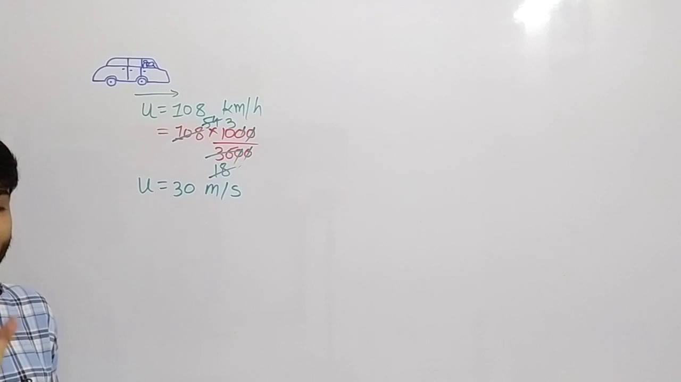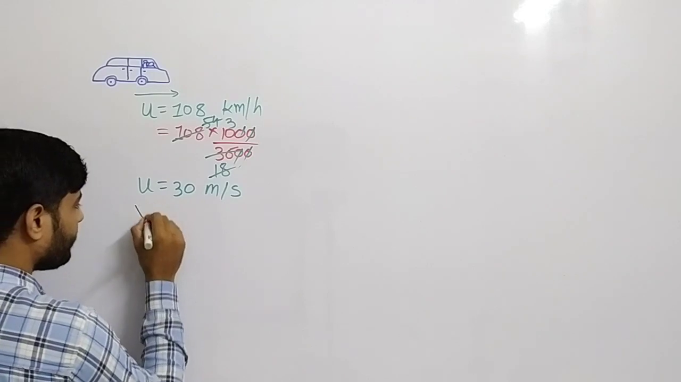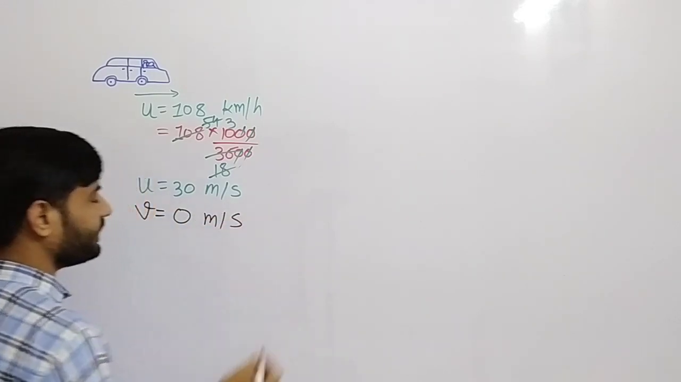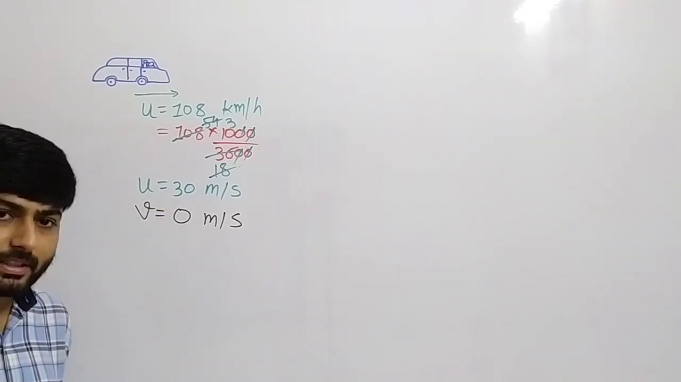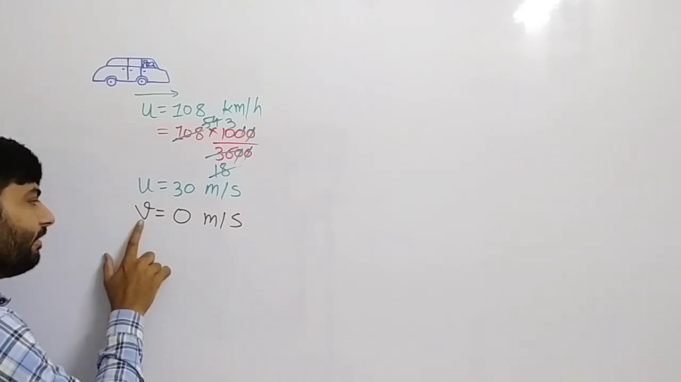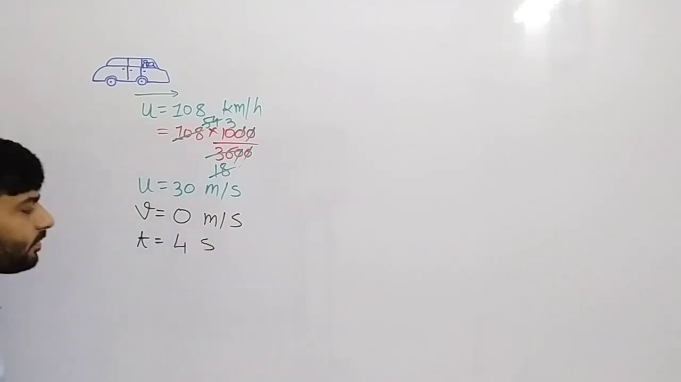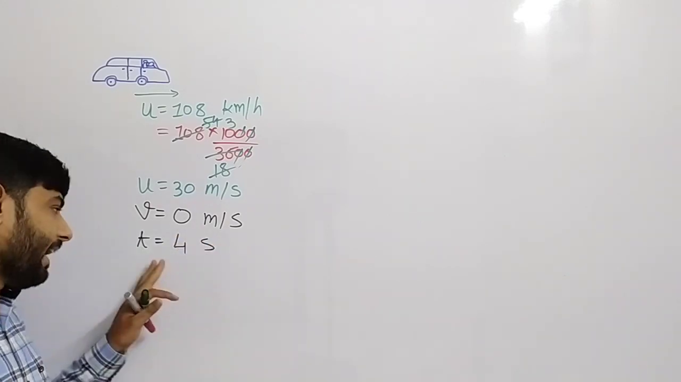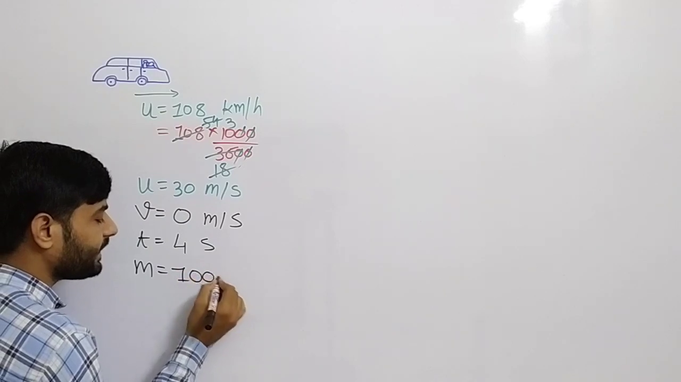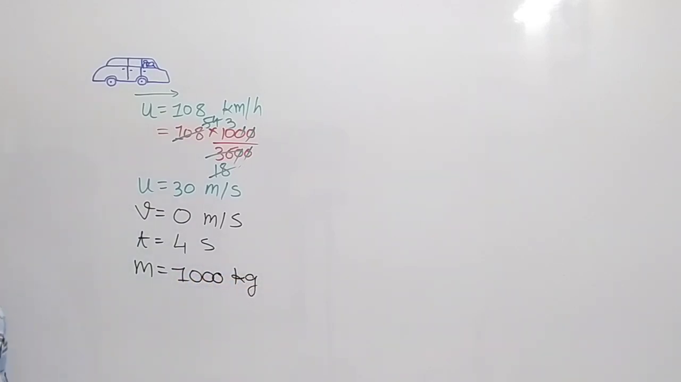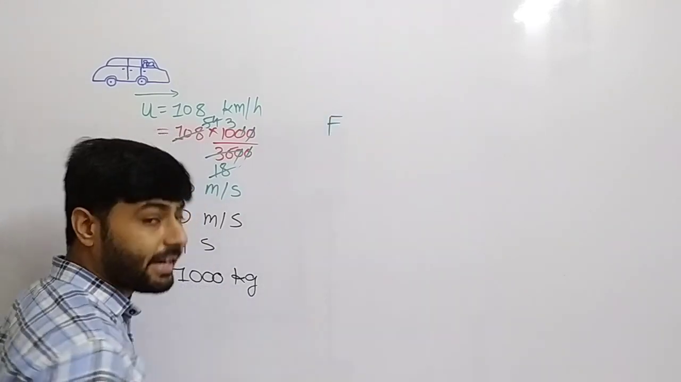Now the car applies brake and it will stop. So at the stopping position, we have velocity as 0 meter per second. So our initial velocity u is 30 meter per second, and after applying brake, velocity is 0 meter per second. The time taken by the car is 4 seconds, and we have total mass of car with passenger as 1000 kg.